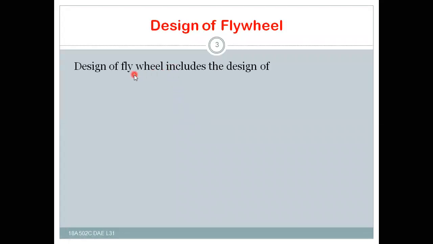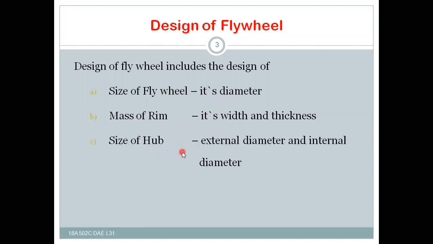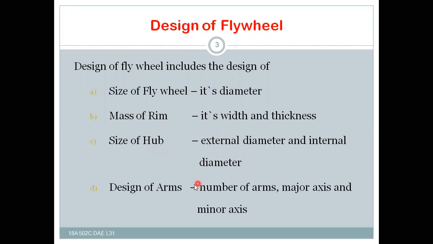The design of flywheel includes the design of size of flywheel, that is its diameter and mass of rim and its width and thickness, size of hub, external diameter and internal diameter, and the design of arms, number of arms, and major axis and minor axis of arms. We are going to design in this.